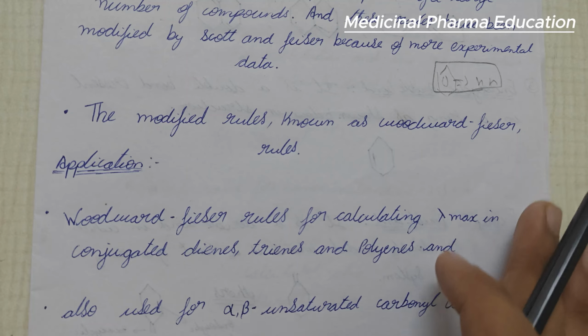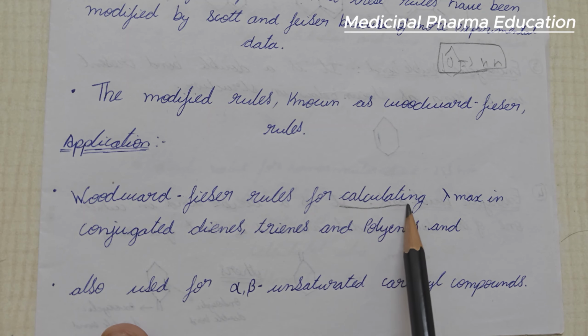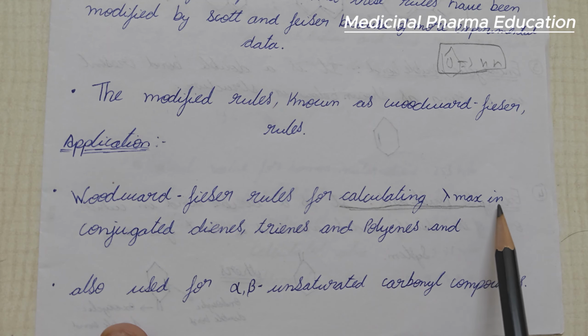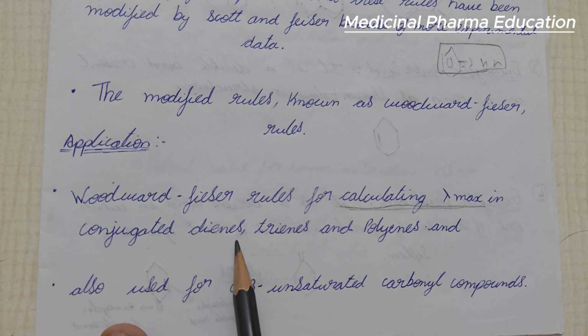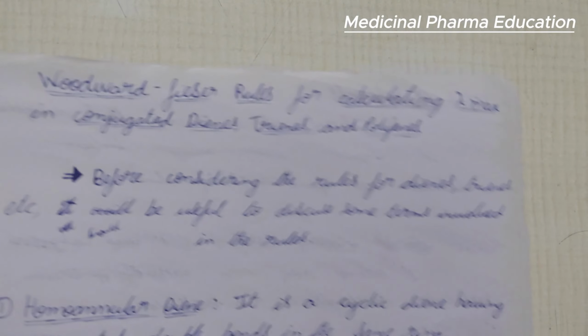What is the main application? Why do we use the Woodward-Fieser rules? The main and important application is calculating lambda max in conjugated dienes, trienes, polyenes, and alpha beta unsaturated carbonyl compounds. By using the rules, we can find the lambda max of all these compounds. The basic concept is finding lambda max without using the instrument, by using an equation.